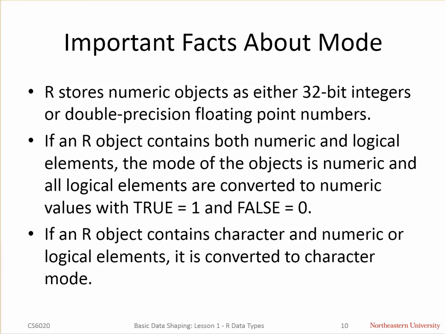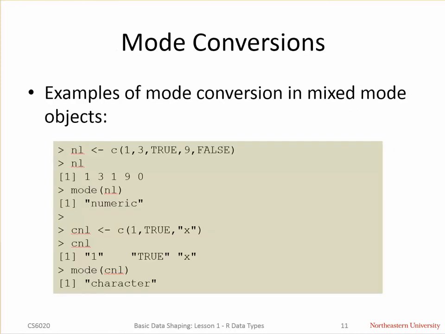And finally, if an R object contains character and numeric or logical elements, it's converted automatically to character mode. So if you perform, let's say, some string operation where you concatenate characters with an object that's of mode numeric, then the numeric mode is automatically converted to character mode. So there are some automatic conversions going on, like I alluded to earlier, but you've got to know exactly what the conversions are so that you are not surprised when your final object is of a mode that doesn't match what you expect. Here are a couple of examples of automatic mode conversions.